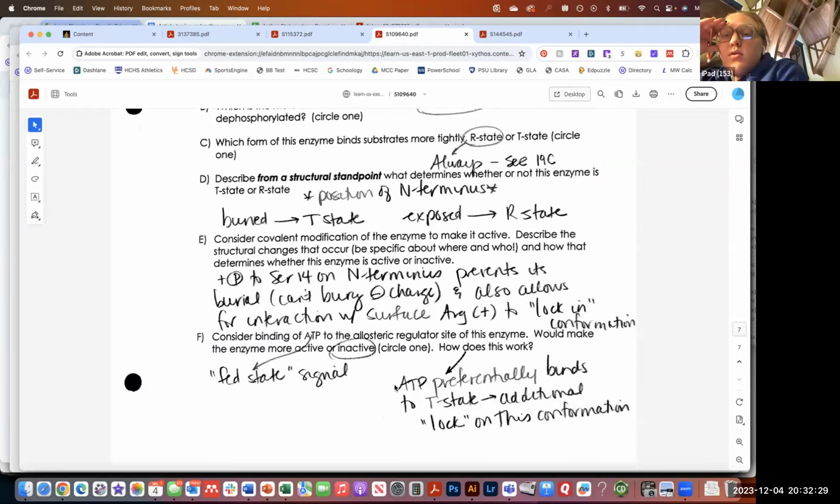Quick question. Yeah. Hi, Cassie. Is R state phosphorylation? So R state, good question. R state does not necessarily mean phosphorylated. R state generally means that the enzyme is going to be on because you are in a conformation that's conducive to bind substrate.